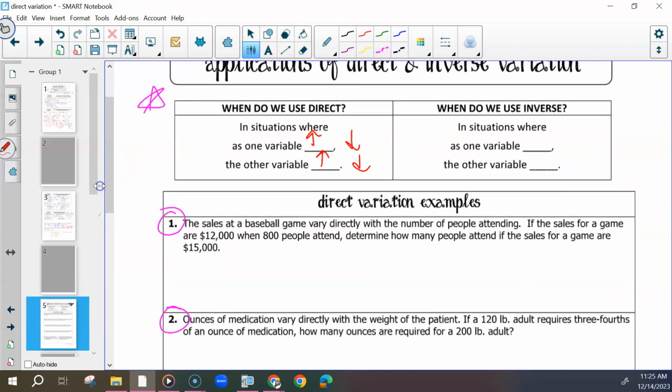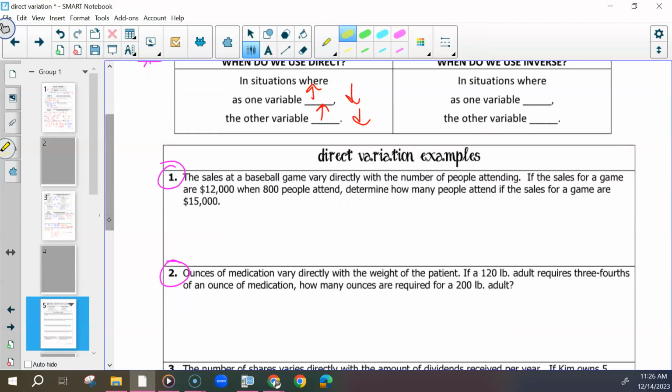So we're going to read through this. I'm going to help you set it up. And what's nice about these is what we just did is the same thing here. There's just more words. So let's read through this first. The sales at a baseball game vary directly with the number of people attending. If the sales for a game are $12,000 when 800 people attend, determine how many people attend if the sales for a game are $15,000.